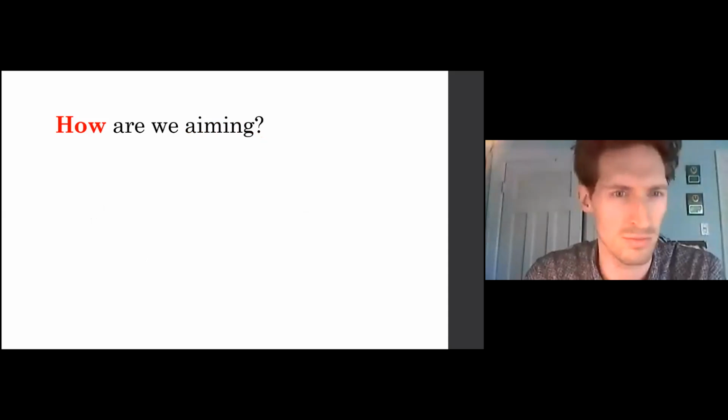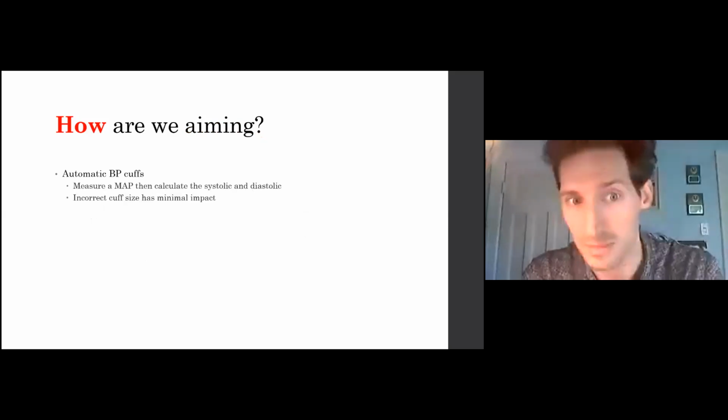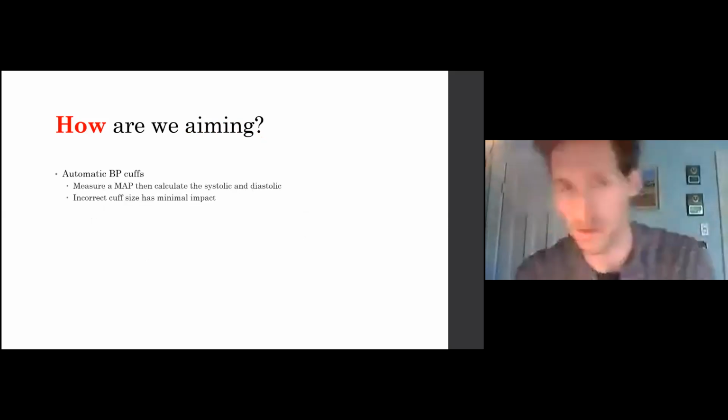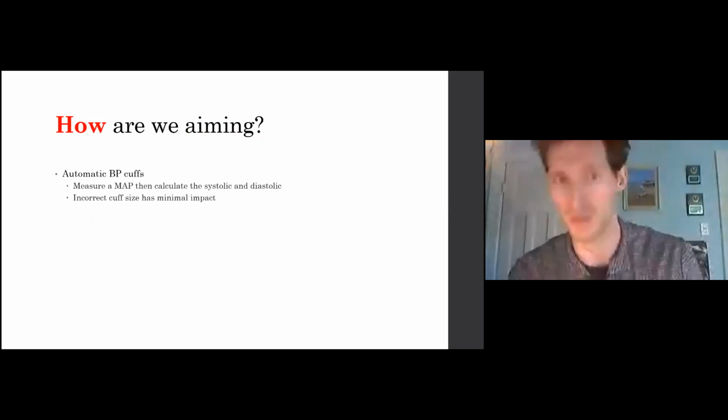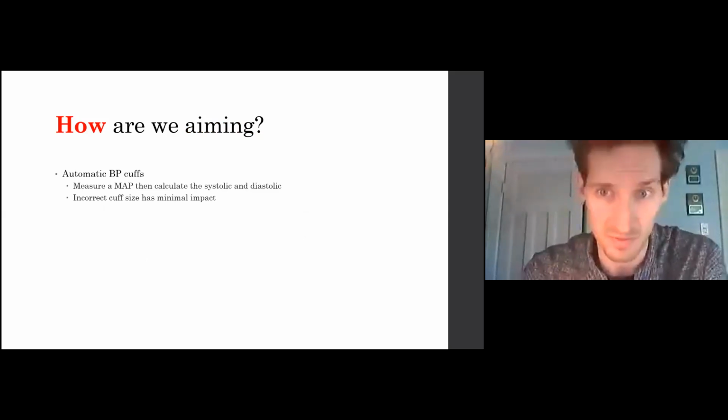So there's our automatic trusty BP cuffs. How they work is basically they measure a MAP, and then only after there's an algorithm that calculates the systolic and diastolic. So really the most precise measurement from these BP cuffs is really the MAP.